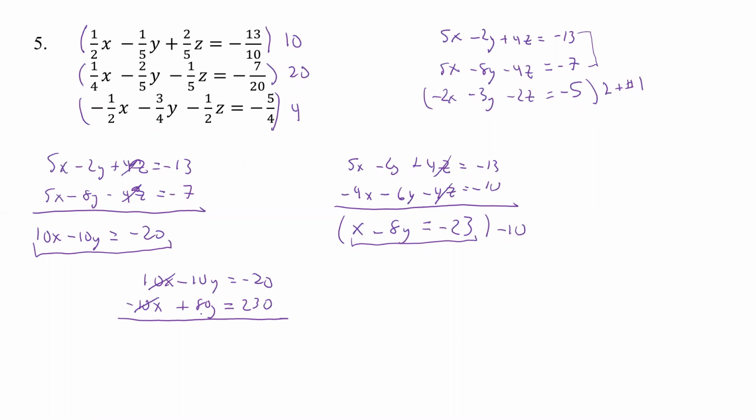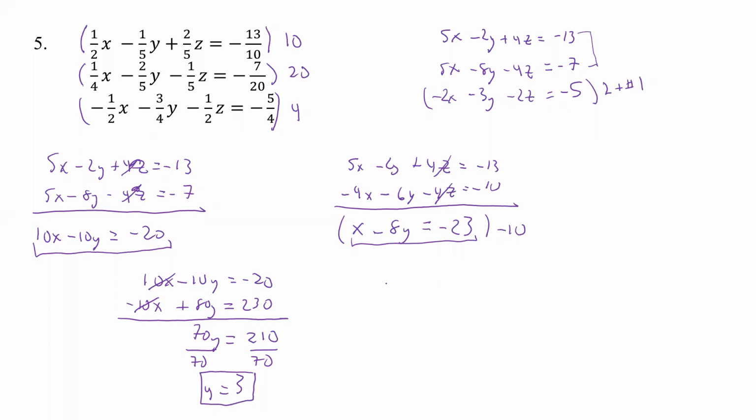So that cancels that. 80 minus 10 is going to be 70y. 230 minus 20 is going to be 210. Divide by 70. And so y is equal to basically just 3. So that worked out nicely.